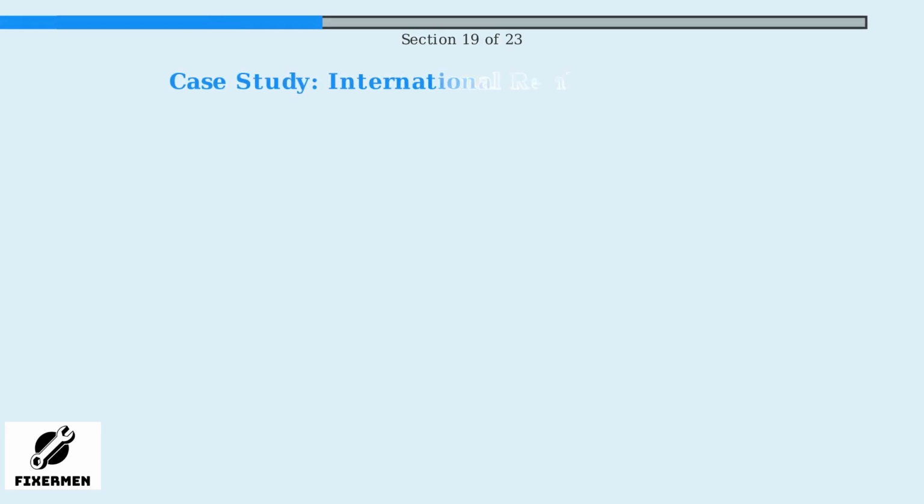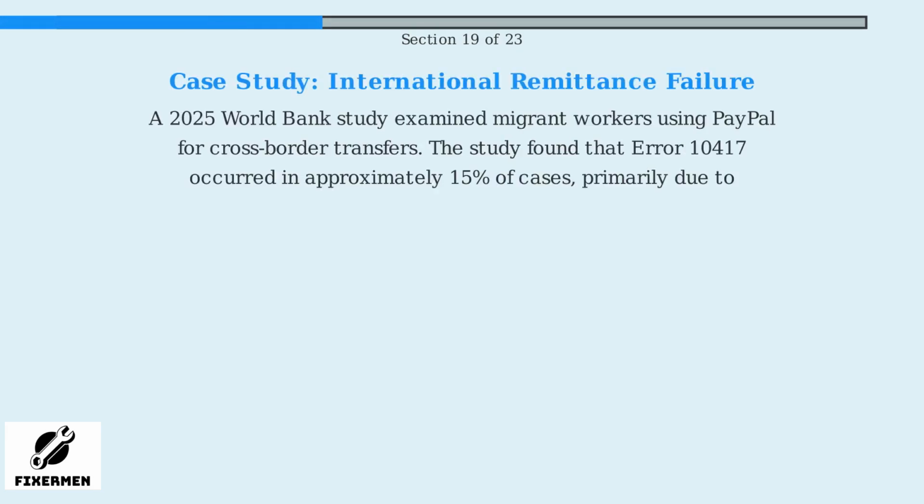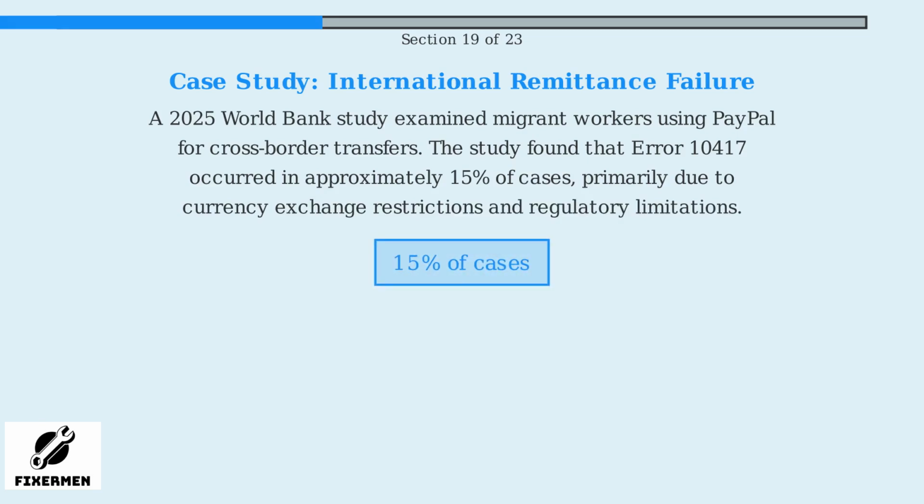A 2025 World Bank study examined how migrant workers use PayPal for cross-border transfers. The research revealed that error 10417 occurred in about 15% of these transactions, most often caused by currency exchange restrictions and regulatory barriers in different countries.